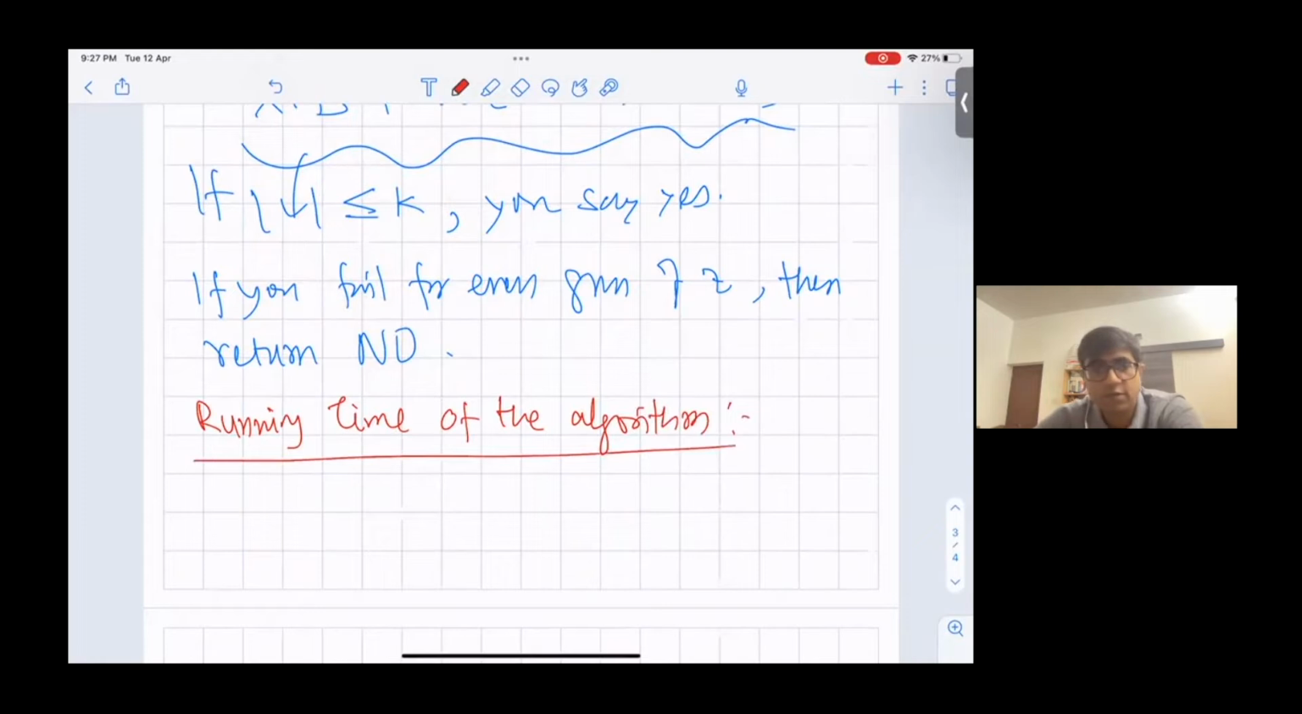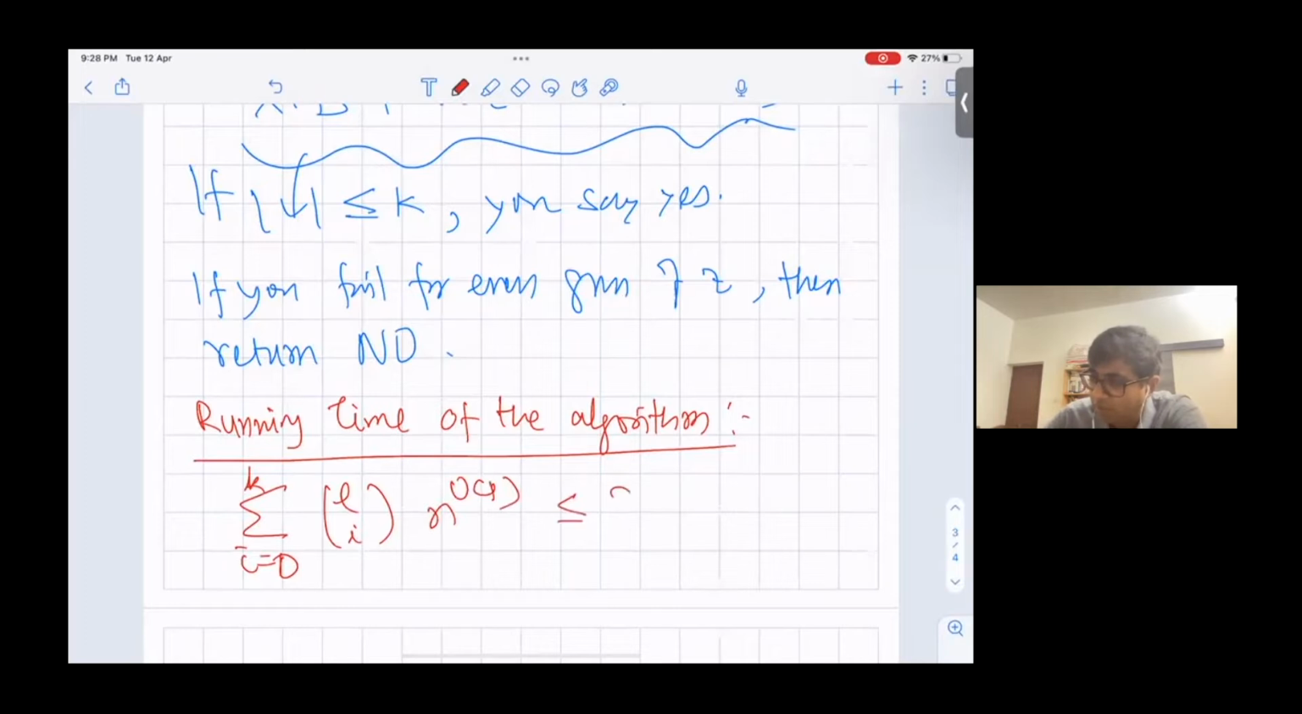What is the running time of this algorithm? 2 to the power L times polynomial in n. Rather, the sum over i going from 0 to k of L choose i, times n to the power big O of 1, which is at most 2 to the power L times n to the power big O of 1. Funny, no?